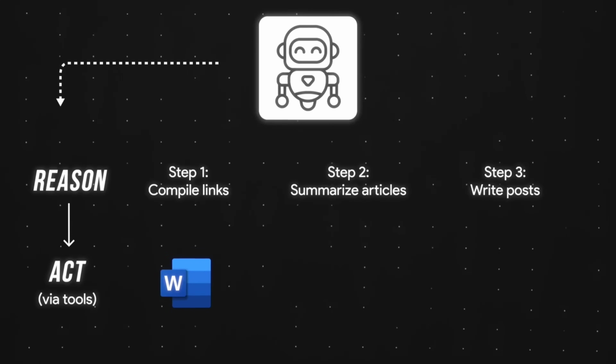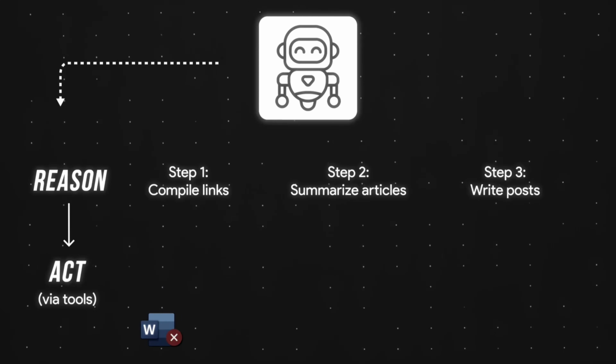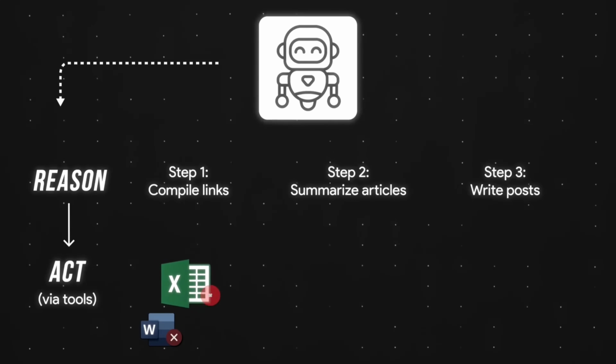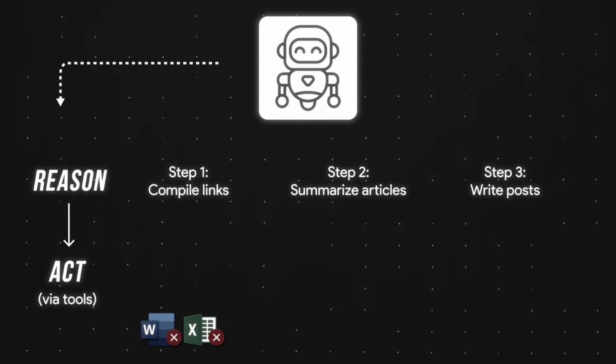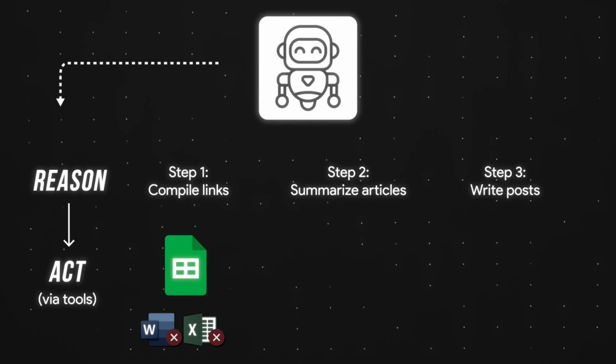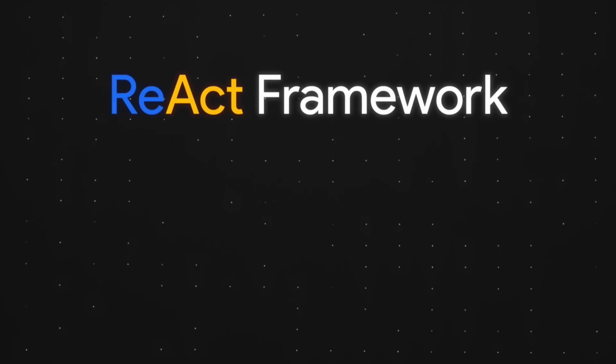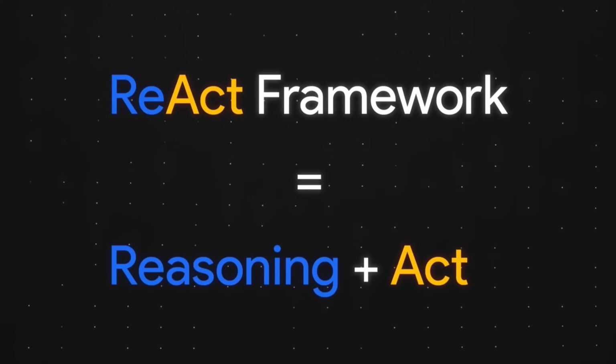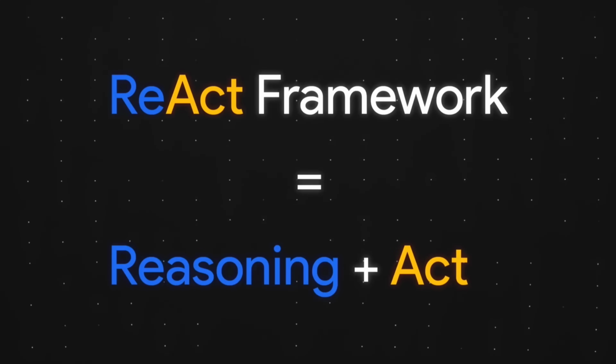Should I use Microsoft Word to compile links? Inserting links directly into rows is more efficient. What about Excel? The user has already connected their Google account with make.com, so Google Sheets is a better option. Pro tip: because of this, the most common configuration for AI agents is the ReAct framework. All AI agents must reason and act.